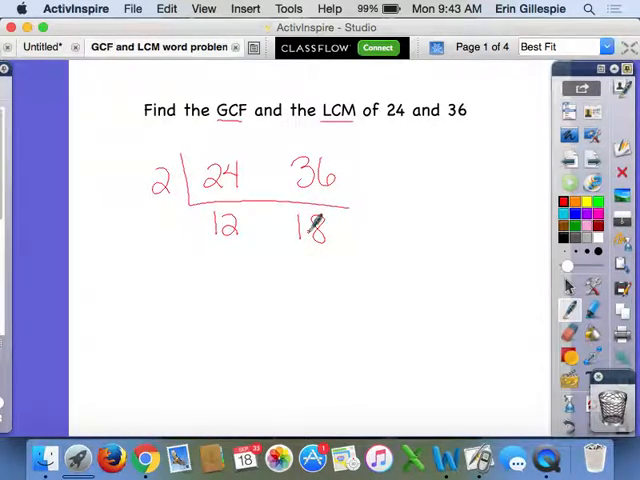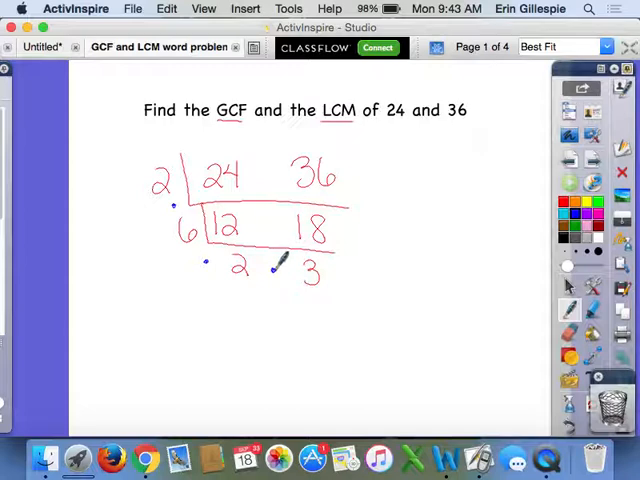Then remember you check that new layer of cake to see if there's a number that divides into both of those. And there's plenty. You can pick 2, 3, 6 is the biggest. I'm going to pick 6 this time. 6 goes into 12 2 times. 6 goes into 18 3 times. Now I check this layer of cake. 2 and 3, nope, there's no number that divides into those other than 1.